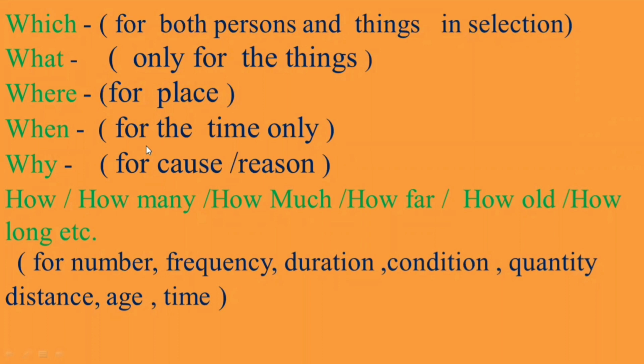If the underlined word indicates time only, then the WH word will be when. If it indicates cause or reason, then the WH word will be why. If it indicates number, frequency, duration, condition, quantity, distance, age, and time, then the WH word will be how many, how much, how far, how old, how long, etc. So, my dear student, you have to select the WH word correctly at first, okay?